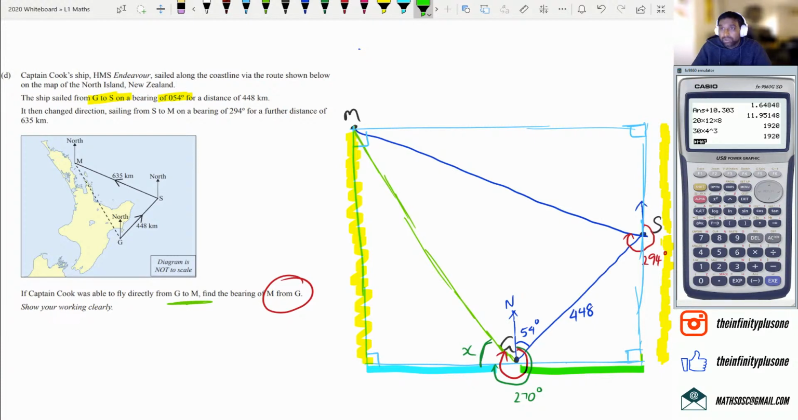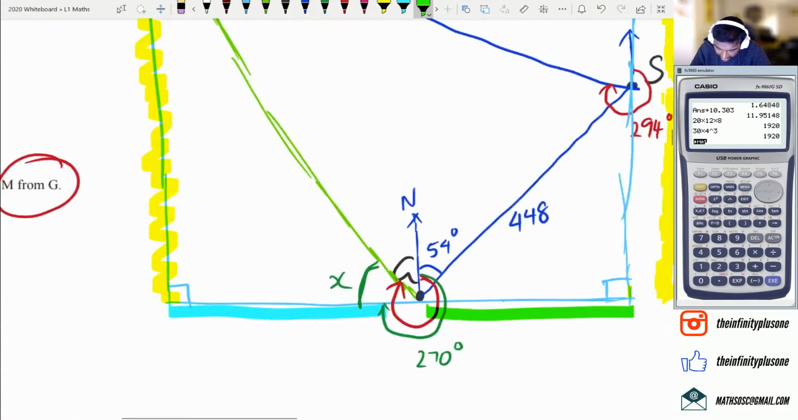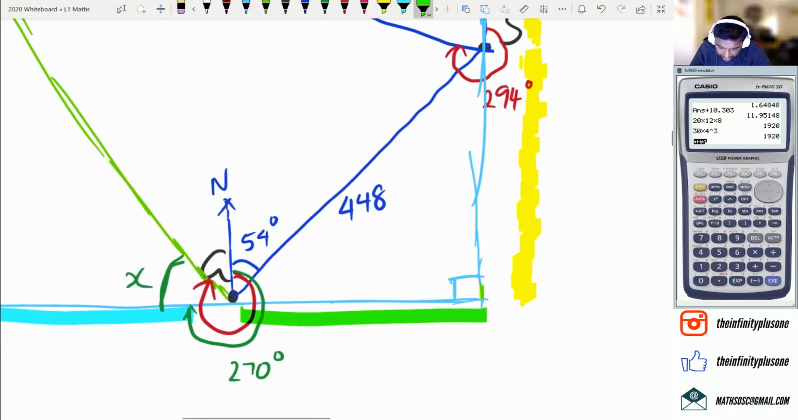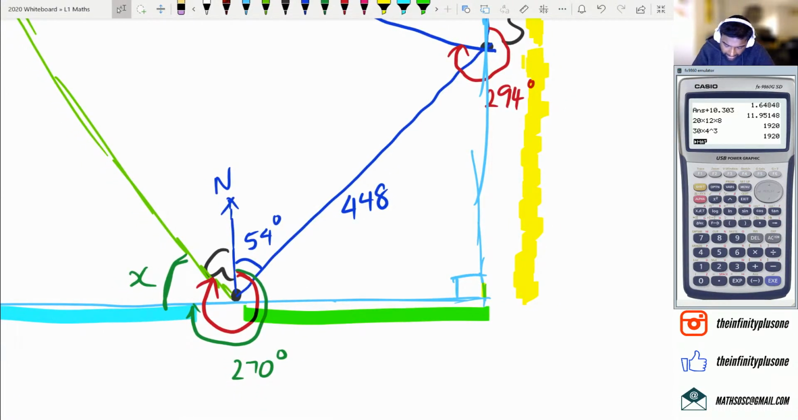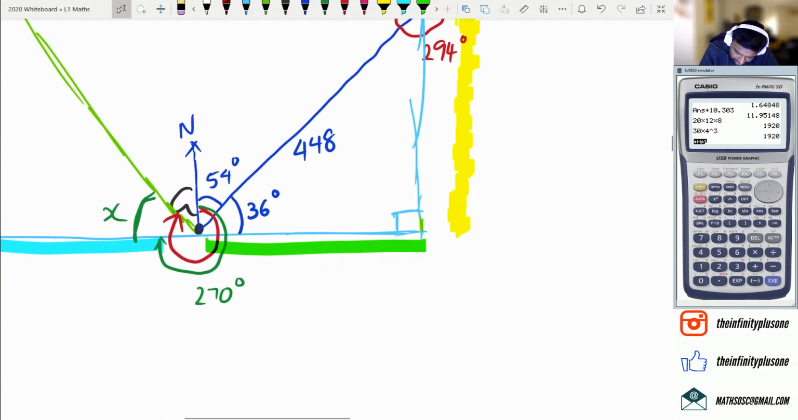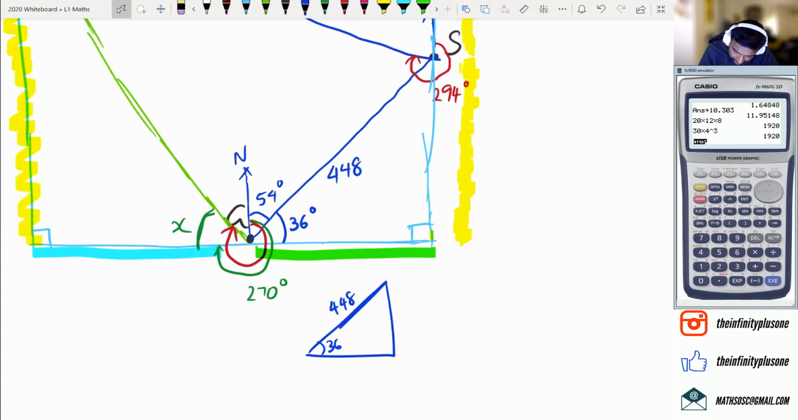Cool. So now that we got all of this, we're going to start slowly working out each one of those sides. So the first one I'm going to work out is the green side here. To work out the green side, I'm going to work out this angle, which is 90 minus 54, which gives me 36 degrees. So I'm just going to take this triangle out, where this is 36 degrees and this is 448.